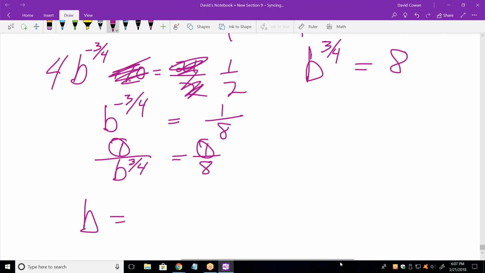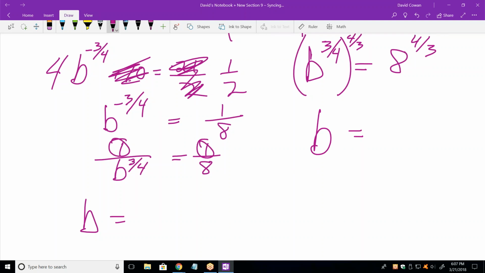How do I turn this thing into b? What do I have to do to both? I'm not sure. Well, if I exponentiate both sides to the reciprocal of that, then I'm left with b. So b equals 8 to the power of 4/3? Well, now I can take the cube root of 8. What's the cube root of 8? 2. It's 2, and then 2 to the 4th is 16.